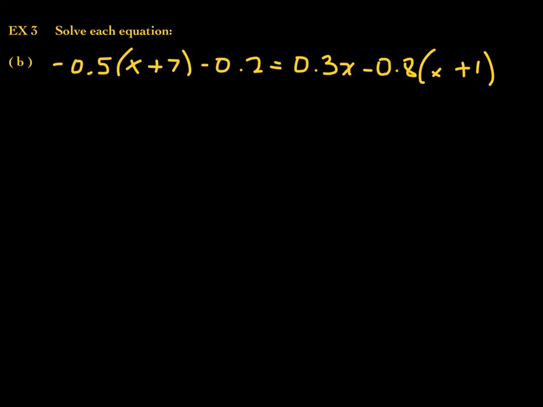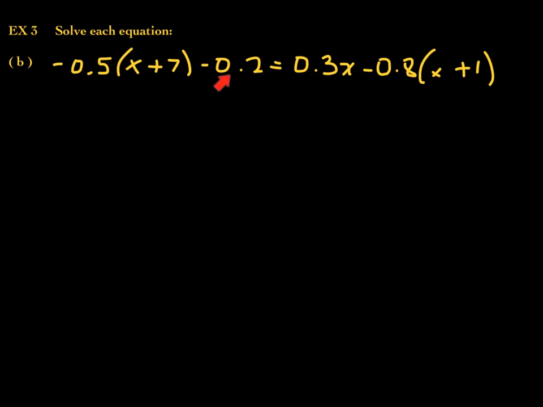This next example says negative 0.5 times x plus 7 minus 0.2 is equal to 0.3x minus 0.8 times x plus 1. Now, a few examples ago, I showed you how to eliminate an equation of fractions. What did we do? We multiplied by the LCD. That's exactly what you're going to do here. Let me show you. Decimals are fractions. This decimal, negative 0.5, is the same thing as negative 5 over 10.